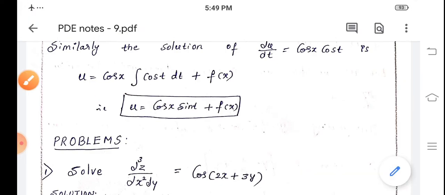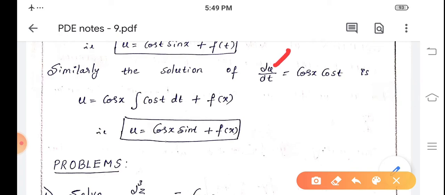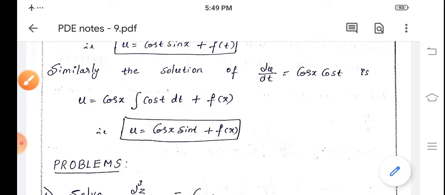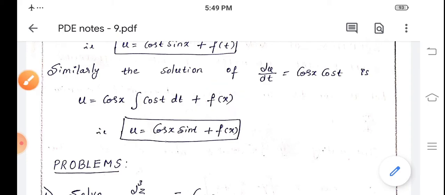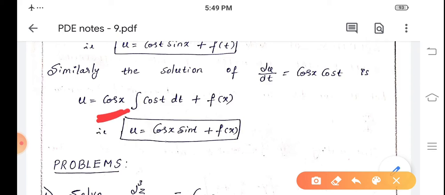Now here, to obtain the solution for u, we integrate with respect to t. So when we integrate with respect to t, we take constant term as f of x. So the integration constant is an arbitrary function of x. Now u is equal to cos x term is treated as constant, cos x into integration of cos t with respect to t, that is integration of cos t dt plus f of x. That gives u is equal to cos x sin t plus f of x.